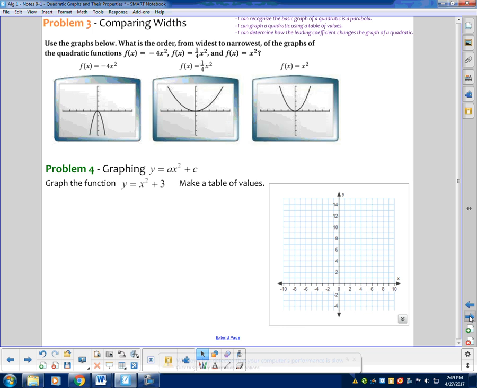I'm going to stop here. I need everybody looking up here. House closed. Almost there.